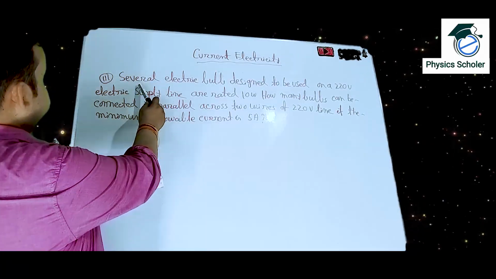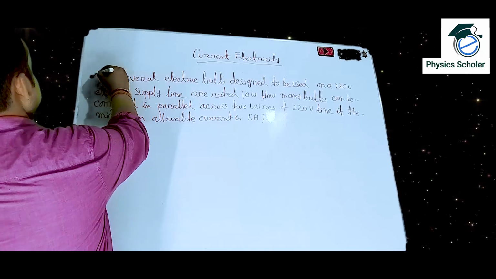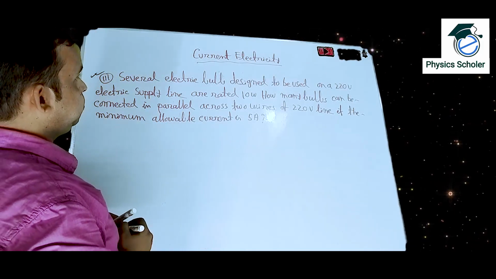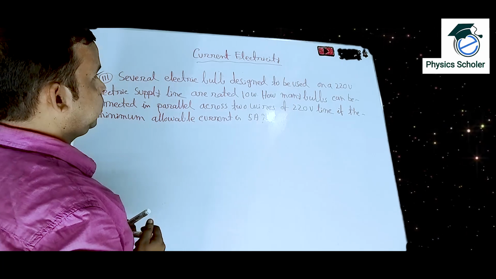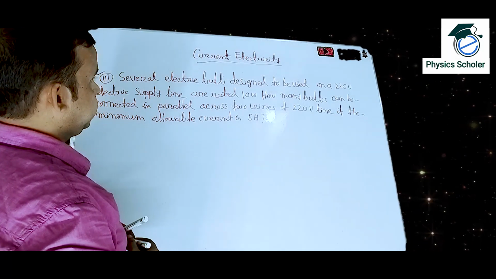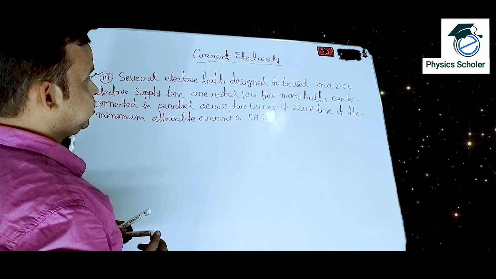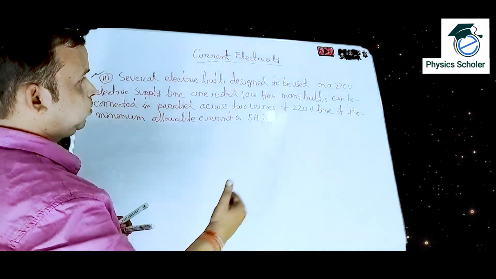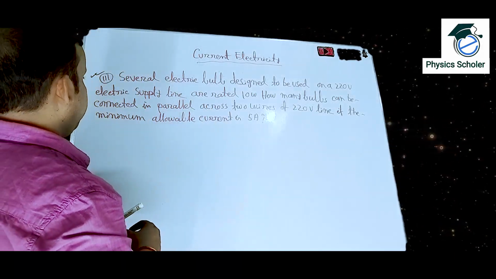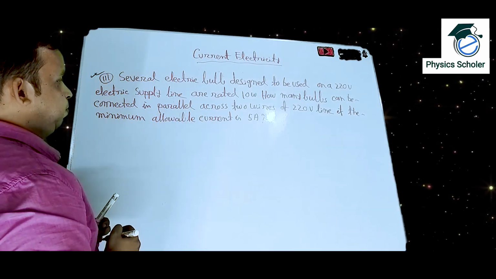Okay. Now this is another very common type of numeric problem. Okay, students. Several electric bulbs designed to be used on a 220 volt electric supply line are rated 10 watt. How many bulbs can be connected in parallel across two wires of 220 volt? That means the voltage of the line in parallel connection, the voltage across each bulb will be the same, and the minimum allowable current is 5 ampere.